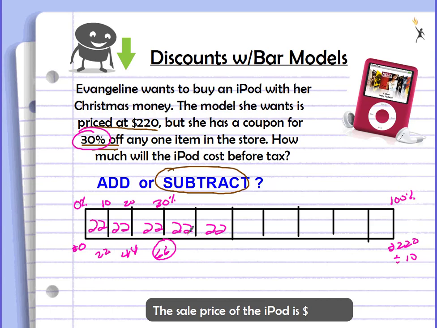But is that our new sale price? No, that's just the amount of money we're taking off the original price. So now we need to subtract. Take our $220, which was our original price, subtract the $66. And 10 minus 6 is 4, 11 minus 6 is 5, and we have $154. So the sale price of the iPod is $154. This is after the discount.